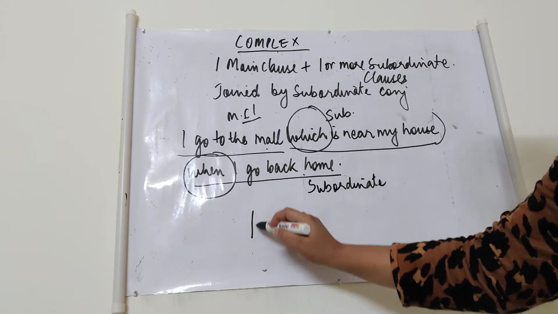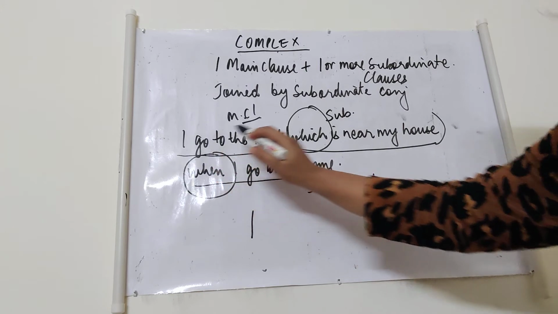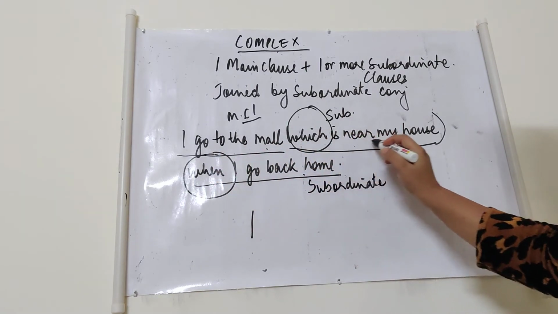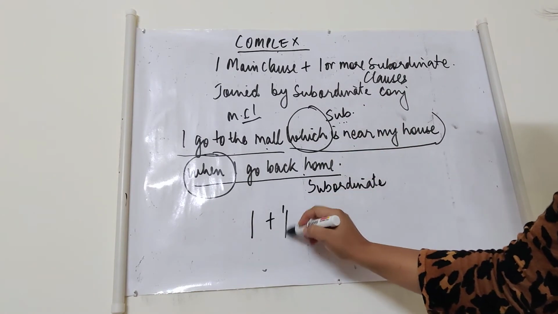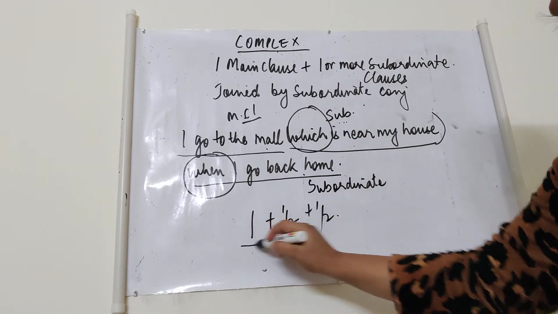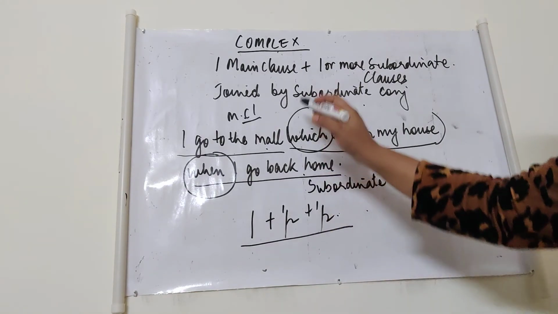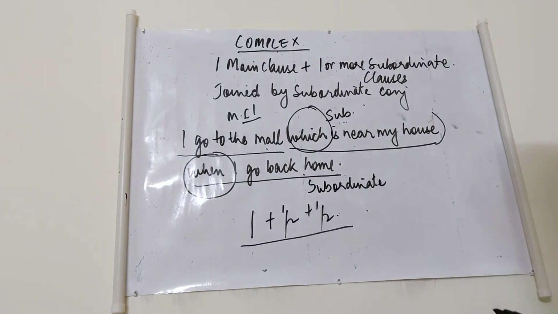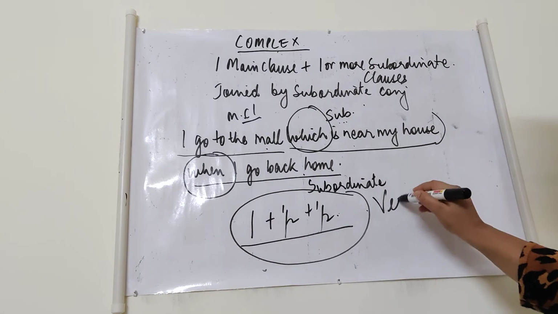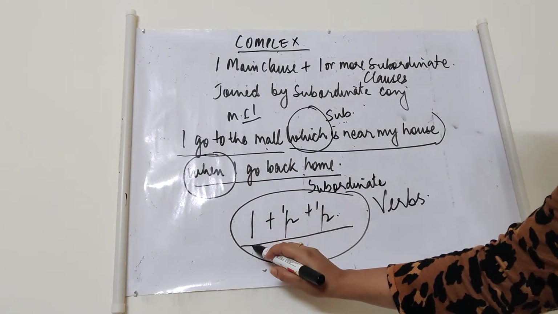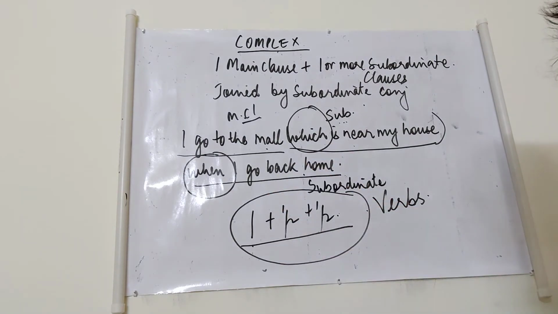So as a matter of rule, complex sentences are those sentences which have one main verb, that is of the main clause, which we say is a finite verb, and the other two verbs, like "is near my house," we count as half because it's a subordinate clause. So I say 1 plus half plus half. So 1.5 verbs, or maybe it can be more halves also, because you can have one or more subordinate clauses. So the formula for verbs for complex sentences is one main verb, which is of the main clause, and half verbs for the subordinate clauses.